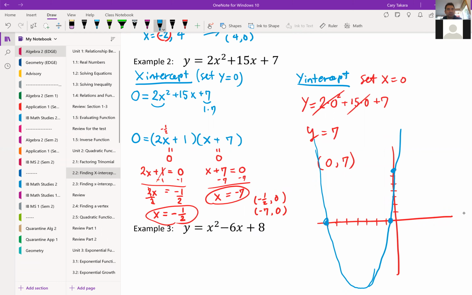Now let me show you. Does anybody have a graphing calculator like this? You don't have to have one, by the way, but let me show you. You can graph this, 2x squared plus 15x plus 7. So you can type in the equation, and then you can press graph.